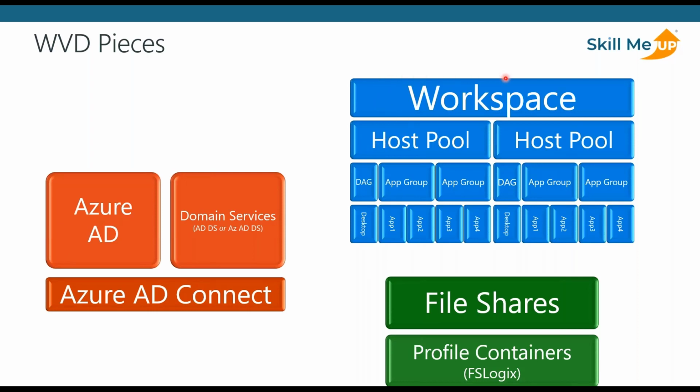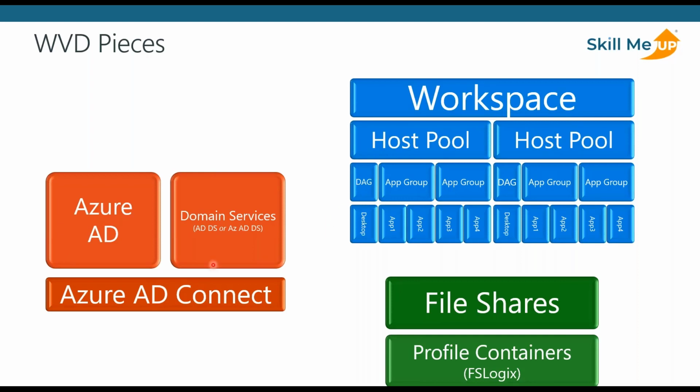The workspace is also how it's presented to the user. So any of the spaces that they are listed in, they're always going to show within a workspace. That's where the icons are going to be grouped together in the user's client. And then the applications are going to be listed as icons. So if you just give them access to the DAG, then they're only going to see the desktop icon. If you give them access to the app groups, then they'll be listed here. And that's the key pieces of WVD.